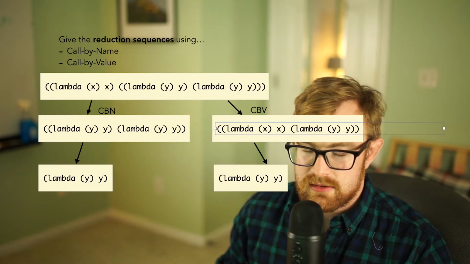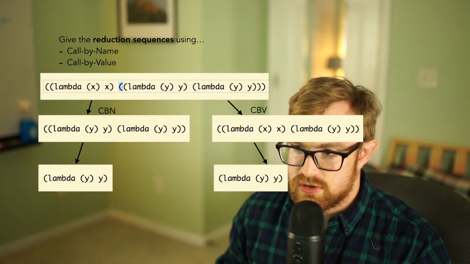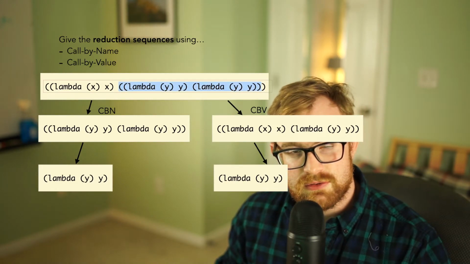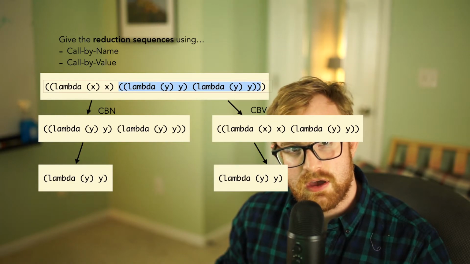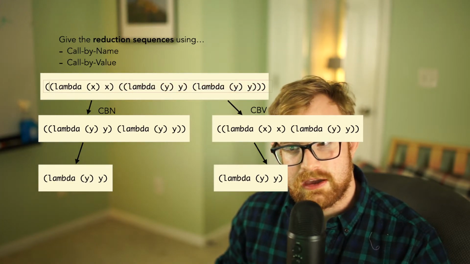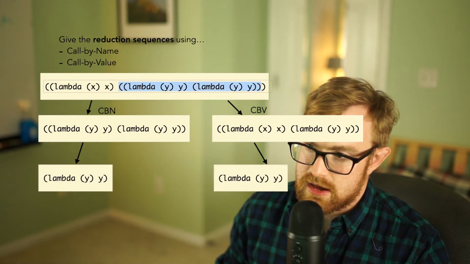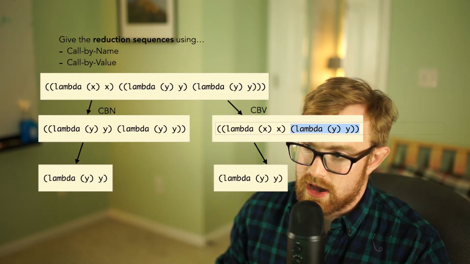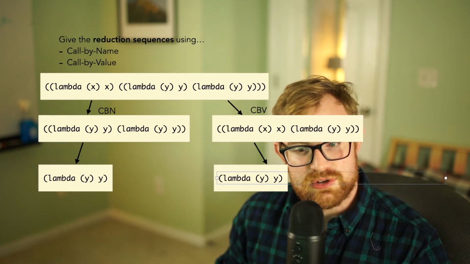Now on the other hand, in the call by value interpretation, we're always going to try to reduce arguments down to values before actually performing applications. So when we reduce this argument right here down to its value, lambda yy, now we'll be ready to perform this final application and get our result lambda yy.